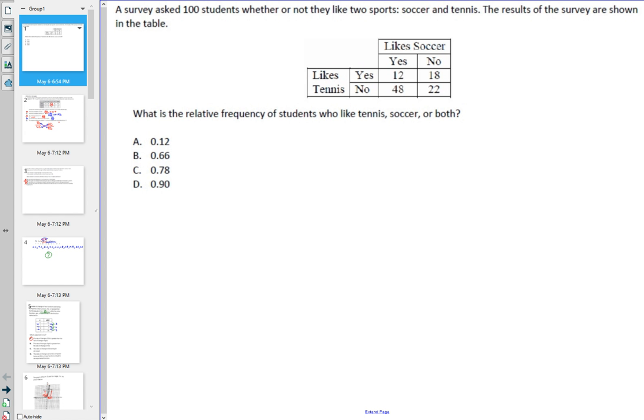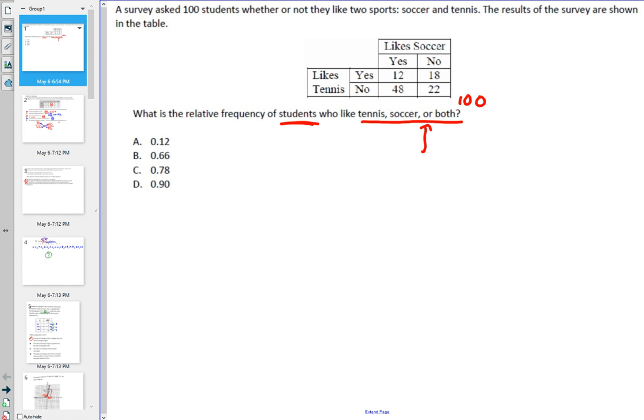So what is the relative frequency of students who like tennis, soccer, or both? This is a repeat question. I remember Anne getting confused with this one before when we were doing the statistics unit. The key here being or. Okay. We're not limiting our sample. Our sample here is still all students, so you would have to add everything up, and I believe these all add up to 100.